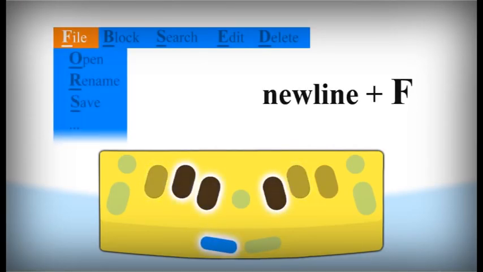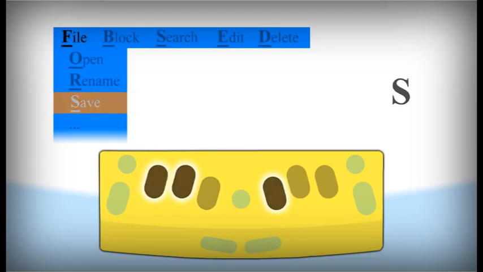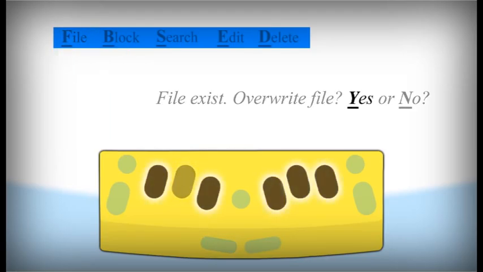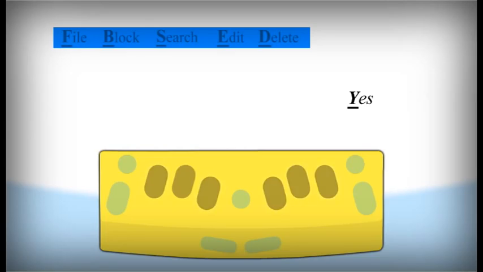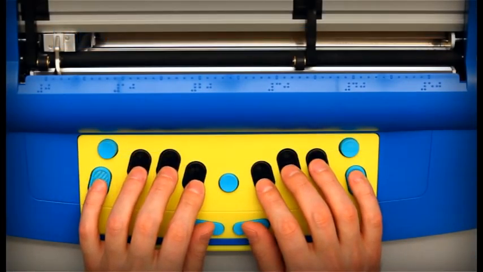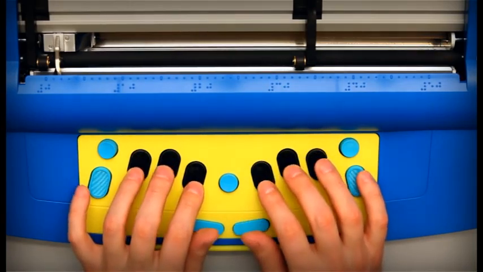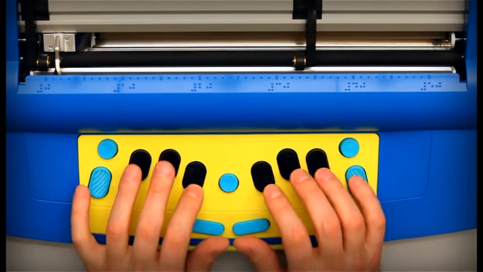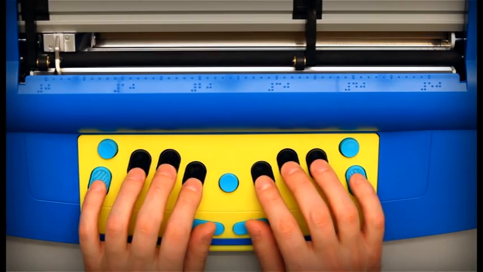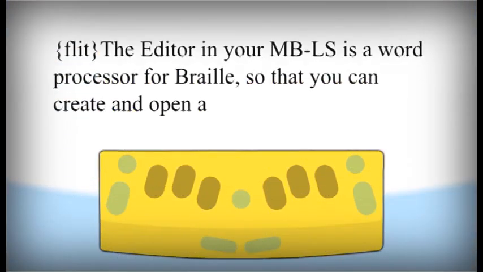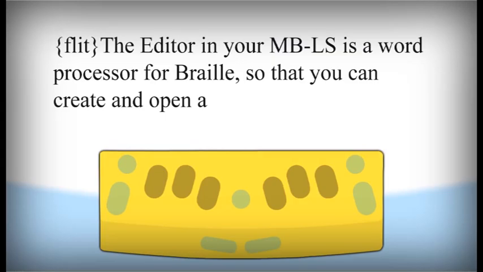The MBLS will say save file first, yes or no. Answering Y will save your work and leave the editor. Answering N will not save any data before you exit. When you would like to continue to work with your file, open it using command edit followed by the name of your file. From now on, you can navigate and edit your existing document.